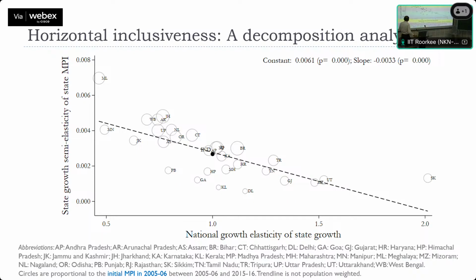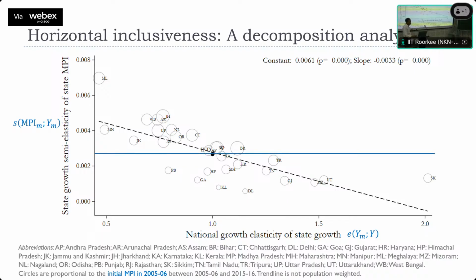Okay, so this graph has state growth semi-elasticity to state MPI, and this one national growth elasticity to state growth. So how much national growth has translated to state growth versus how much state growth has translated to state MPI? We just broke it down into different components. This is the semi-elasticity of the state MPI with respect to state growth. And on this axis we have EYMY, that means how much of the national growth translated to state growth. Now what we do, we divide into 4 orthants.